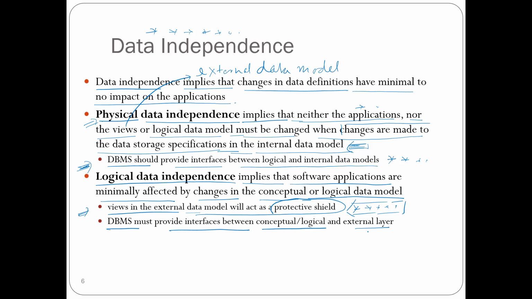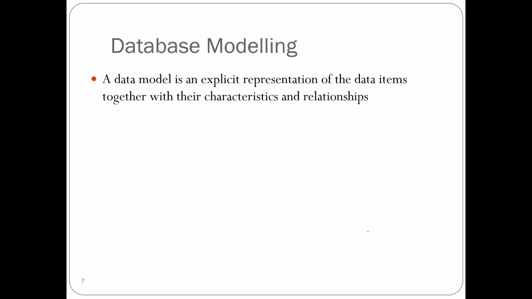So again, I apologize. I had put that three schema architecture picture from the previous lecture, but I messed it up. I could not save that. So I'll request you to go back and look at that picture, because in that picture we are talking about this mapping which the DBMS provides us, or the interface that the DBMS provides us for physical data independence and the logical data independence. Now let's move on to database modeling.